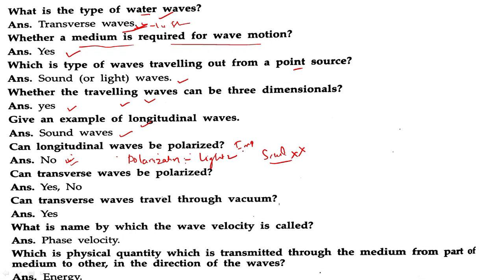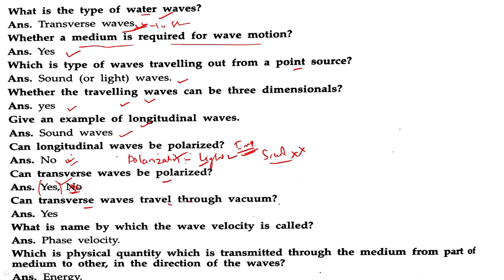What type of wave produces polarization? Only transverse waves produce polarization. Can transverse waves be polarized? Yes, they can be polarized. There is no "not" answer. Transverse waves can be polarized because light waves can be polarized.